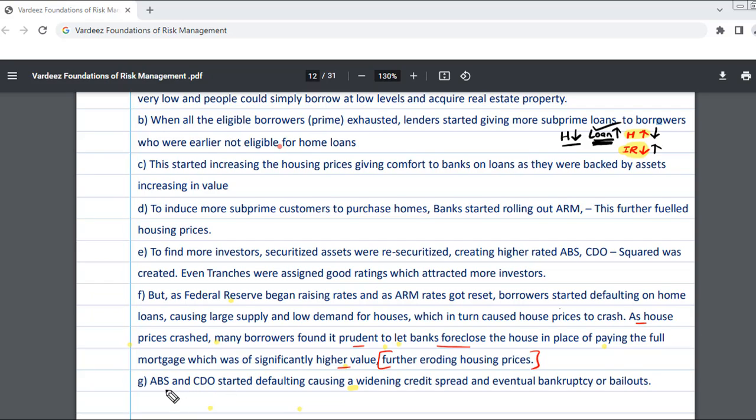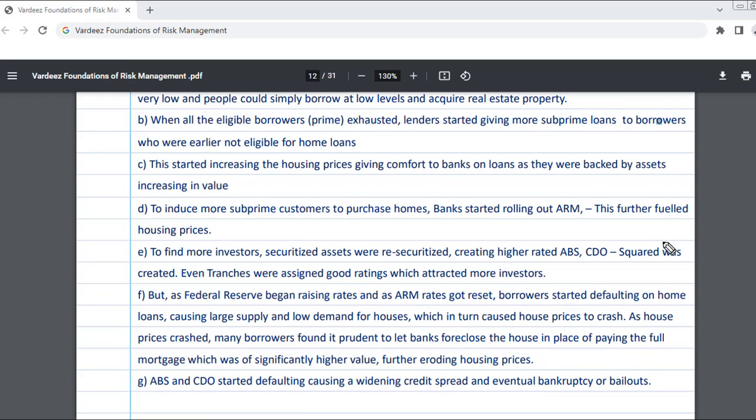And finally, as the crisis started to unfold, the asset-backed securities, the CDOs, started defaulting, and this caused the credit spread to widen or increase, and this was followed by the eventual bankruptcy of many companies or banks, or probably bailouts. Okay, so this was a summarization of the credit crisis.